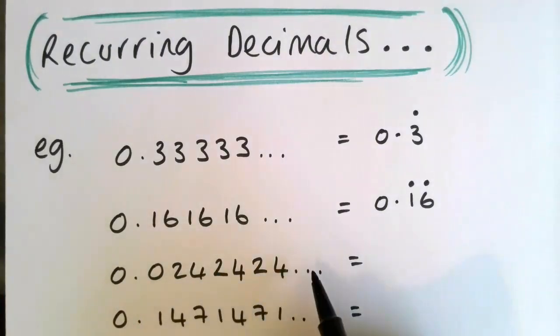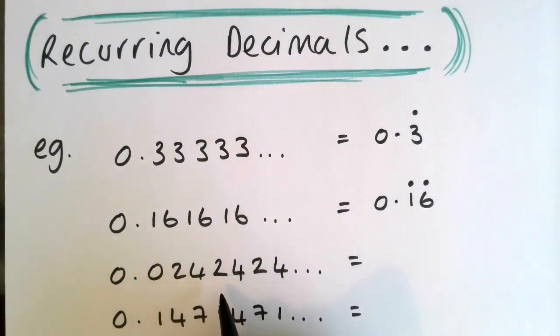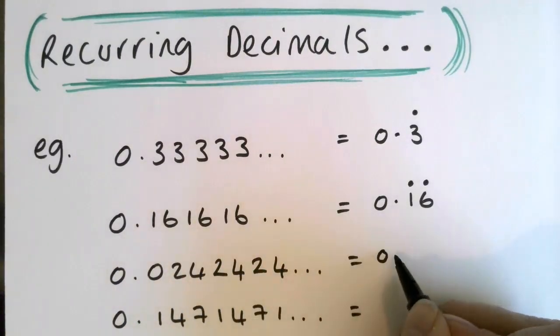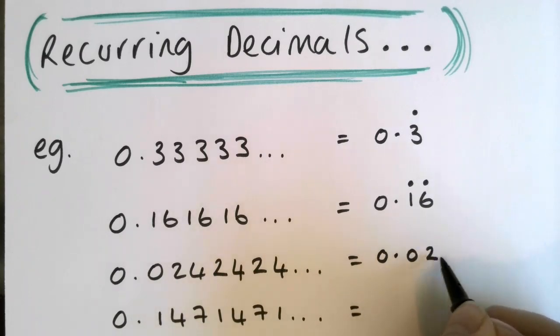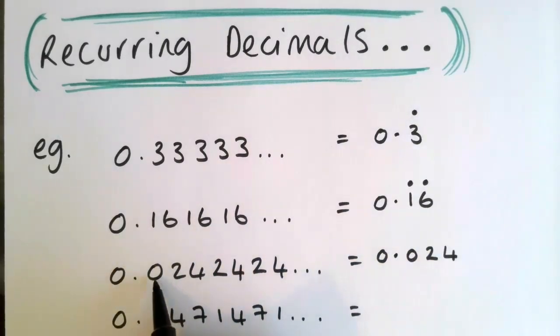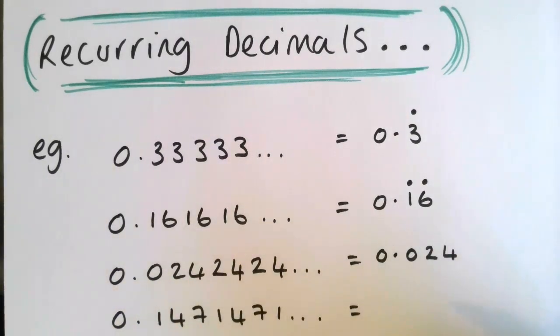Ones like this here, so 0.0242424, we would write out 0.024, but see how the 0 isn't in the repeating pattern, so we need to make sure we don't put a dot above it. It's just the 2 and the 4 that are repeating, so we do the dots above those. Okay, but remember to put that 0 in, but don't put the dot over it.